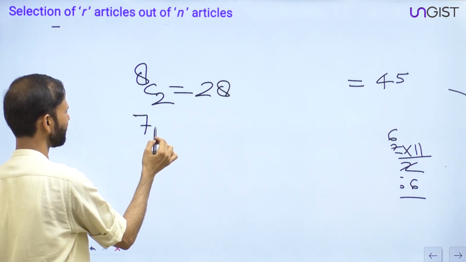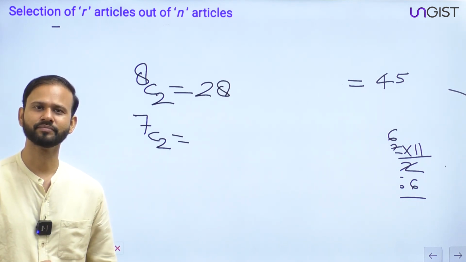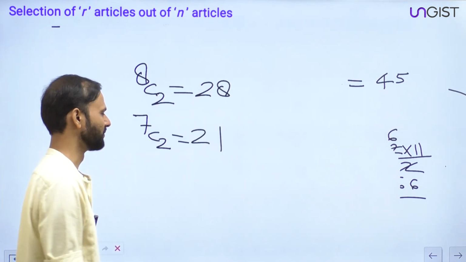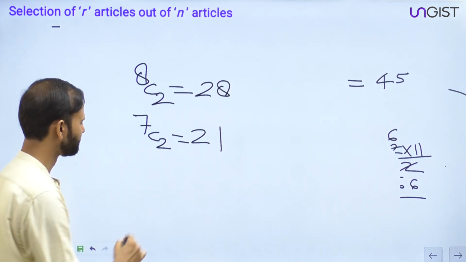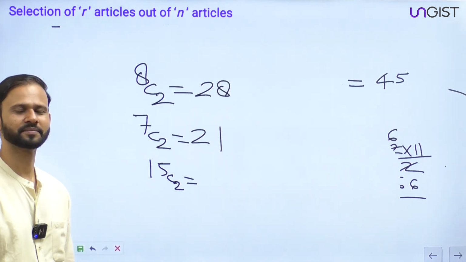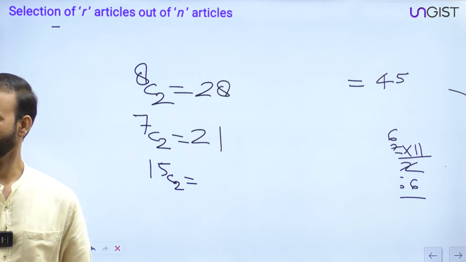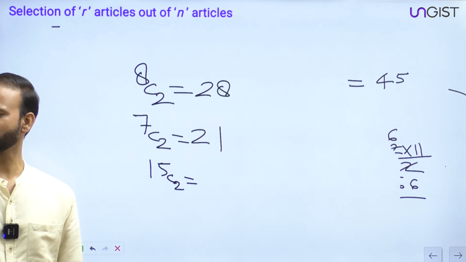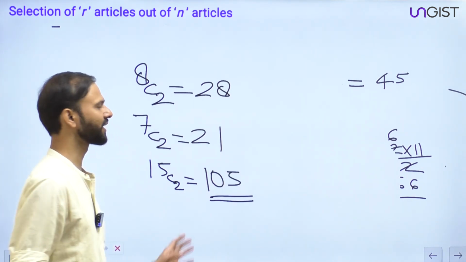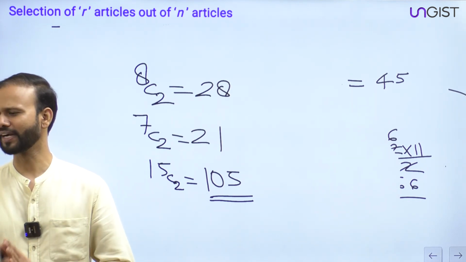Now, one more value. 7C2. Quick. Don't use pen, please. Very good, 21. Everyone is saying 21. One more value. 15C2. Quick. Very nice. I got the answers. The answer is 105. Yes, most of you are getting the answers. In fact, all of you are getting the answers.